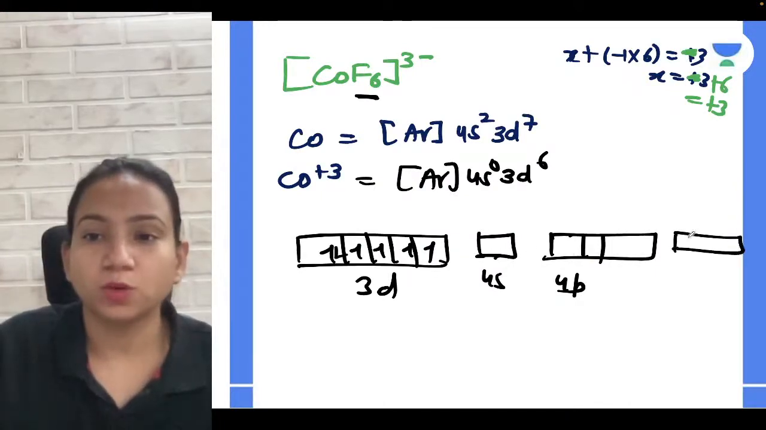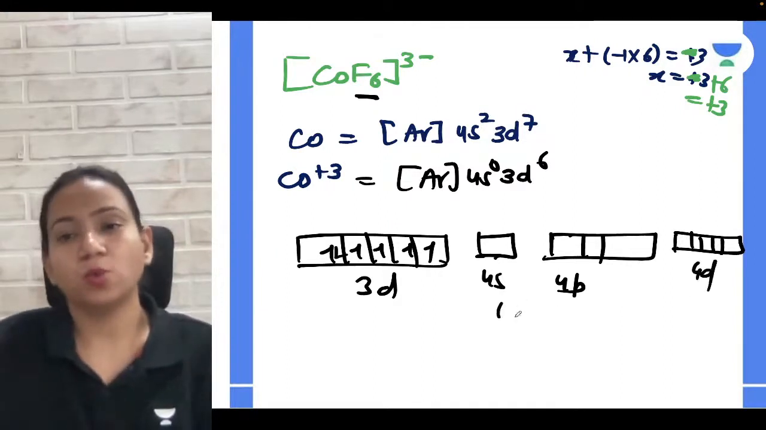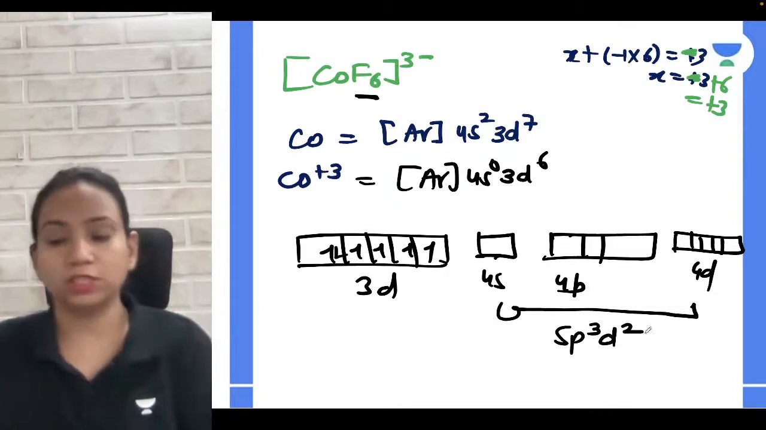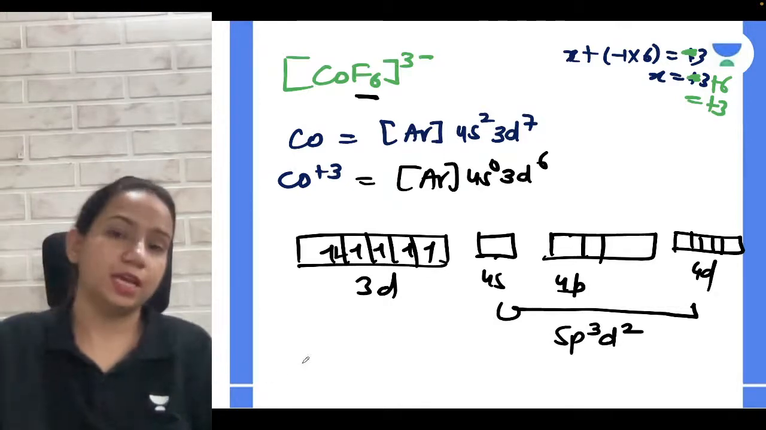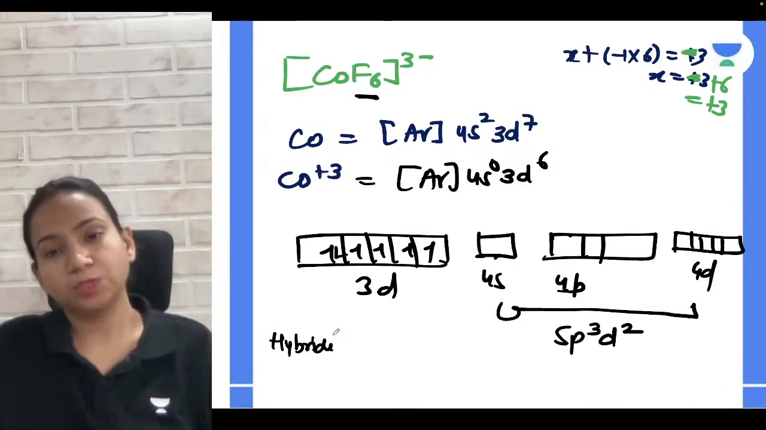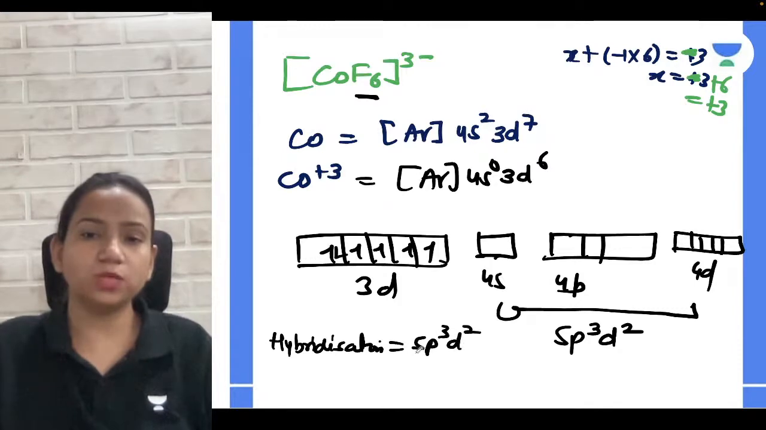So where will it go? It will go to the 4d. So 1s, 3p and 2d will be used here. So sp3d2 will be the hybridization. Geometry will be octahedral only.